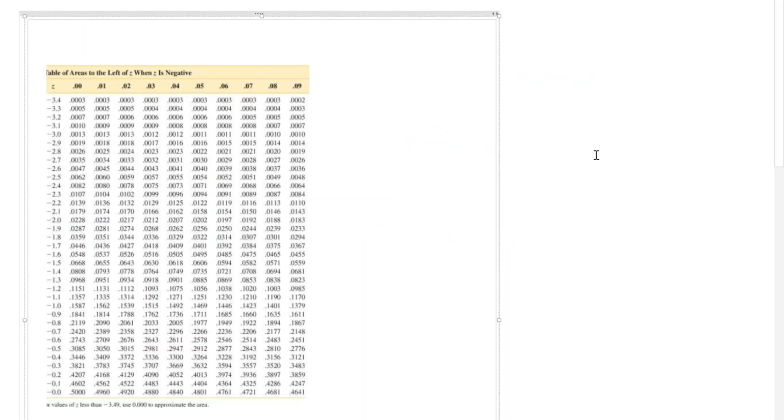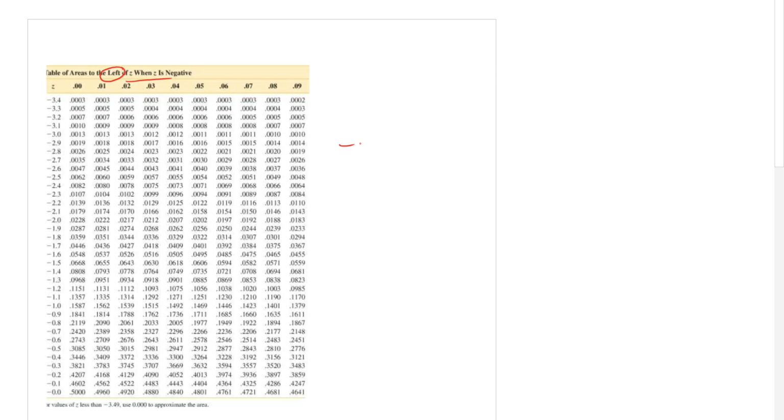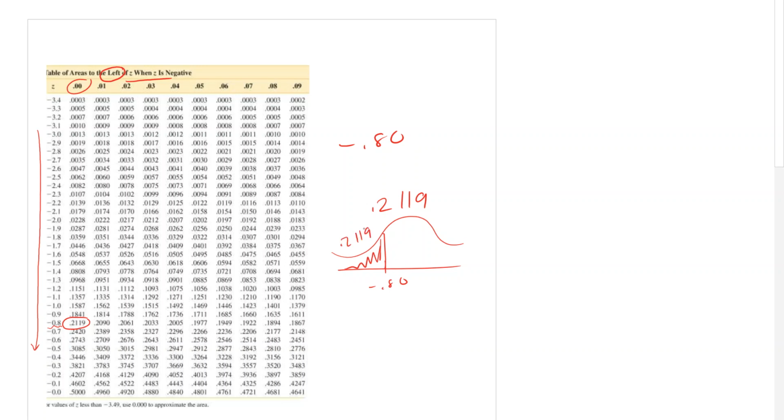Okay, so here's my z-tables, and notice that the z-tables are set up where you have areas to the left of z whenever z is negative or positive. So I'm looking up negative 0.80 in my table. As I go down this column here, negative 0.8 is right here, and my hundredths position is listed above here. So negative 0.80 is 0.2119. And so this is telling me that if I plot negative 0.80 on the number line and I want to go left, then the area to the left is 0.2119.